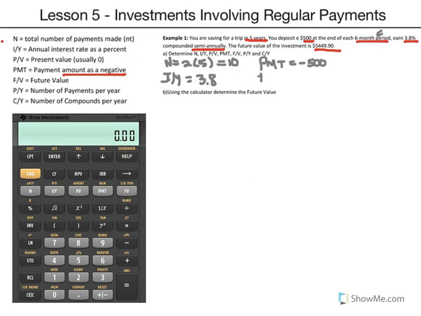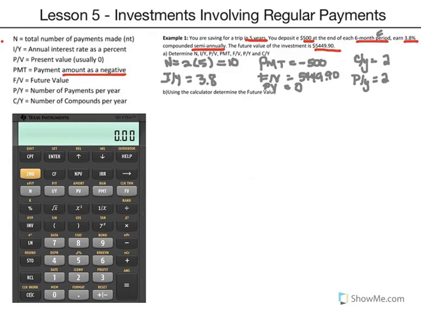The future value is 5449.90. The present value is 0. We're starting with no money. Compounds per year is 2, and payments per year is also 2.